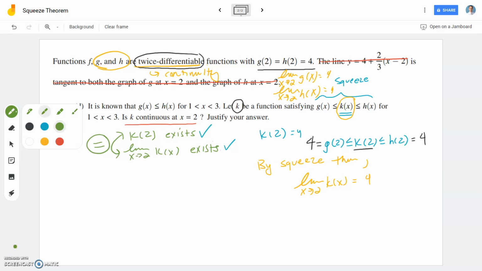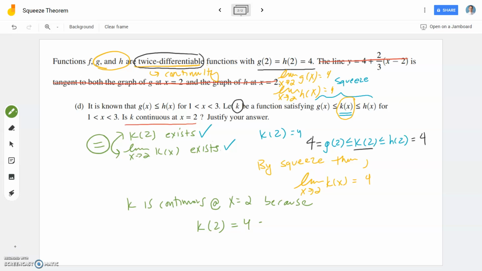So our conclusion is going to be that k is continuous at x equals 2 because k of 2, which is equal to 4, is also equal to the limit as x approaches 2 of k of x.